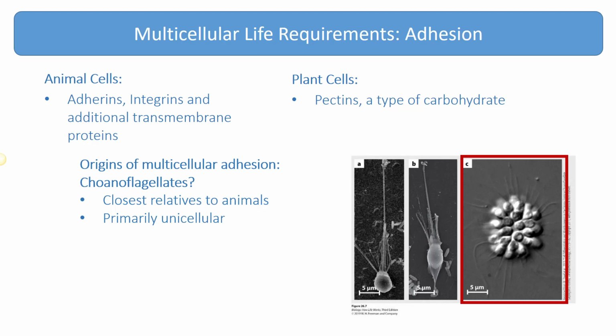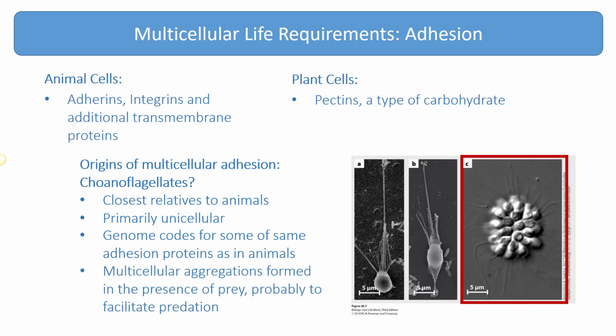So how do these choanoflagellate cells adhere? The genome of these organisms codes for some of the same adhesion proteins that are found in animal cells. Interestingly, they form these aggregations in the presence of their bacterial prey. Scientists therefore hypothesize that these aggregations increase individual success in capturing prey. This suggests that the first multicellular animals made use of pre-existing adhesion proteins that originally functioned to facilitate feeding aggregations.